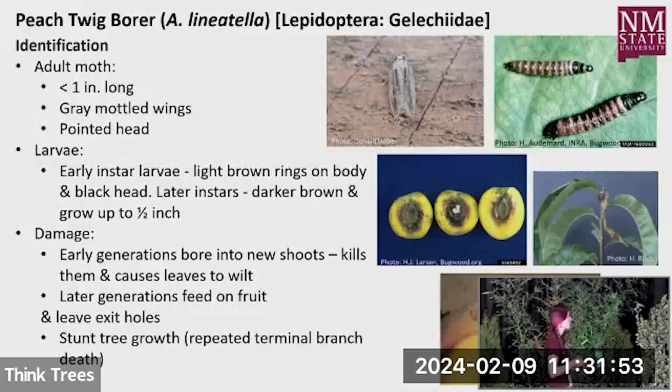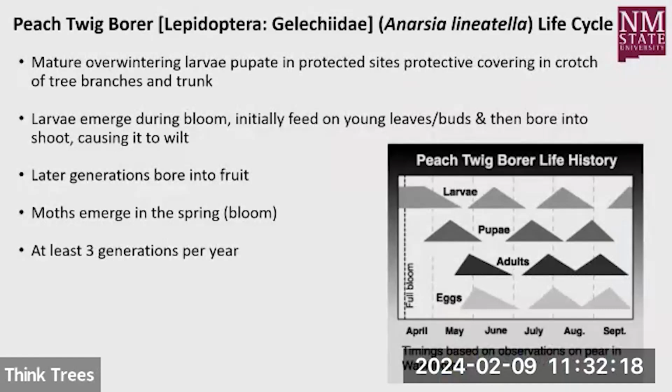Their damage, their early generations bore into new shoots and they kill them and cause the leaves to wilt. They create these exit holes too. So they can lead to stunted growth in your trees and, because of this, terminal branch death. So they're attacking those terminal growth sites. They mature as overwintering larvae and they pupate in protected areas, in the crotches of the branches of the trees.